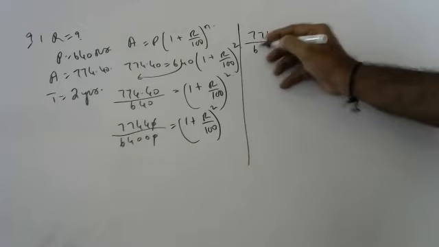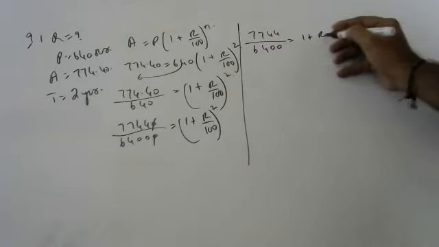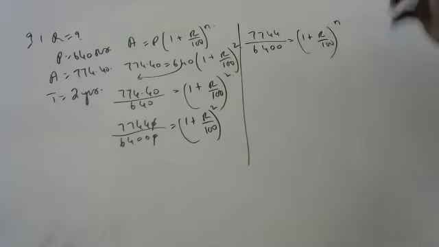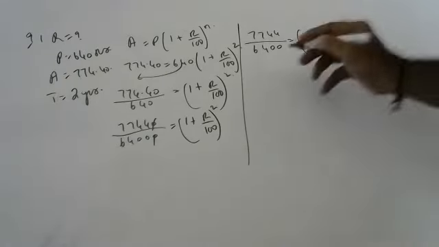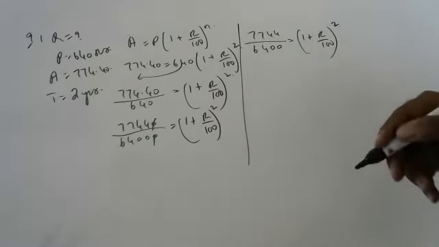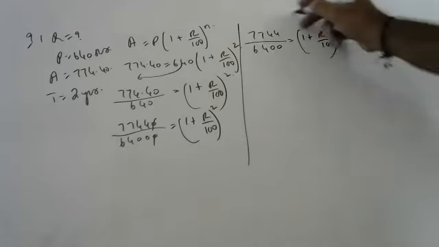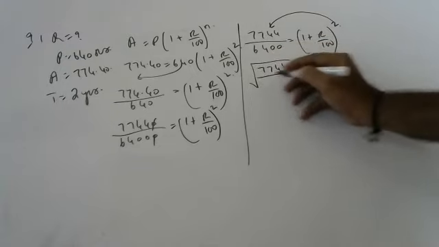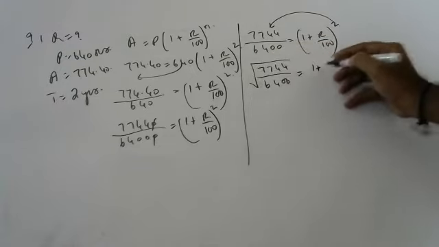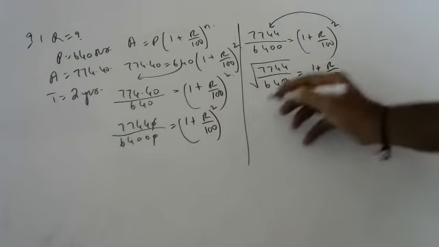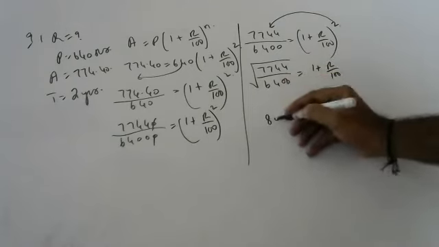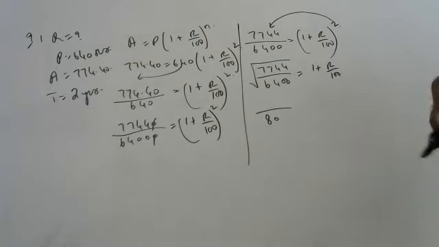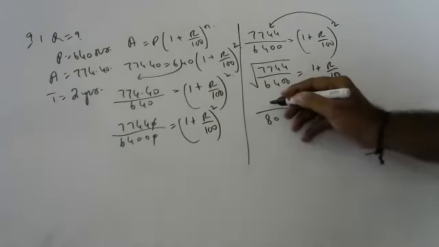So 7744 by 6400 is equal to 1 plus R by 100 whole square. It will become 1.21, sir. Or if you take the square root, it becomes root 7744 by root 6400. Root 6400 is 80. The square root of 7744, children, is 82 or 88?